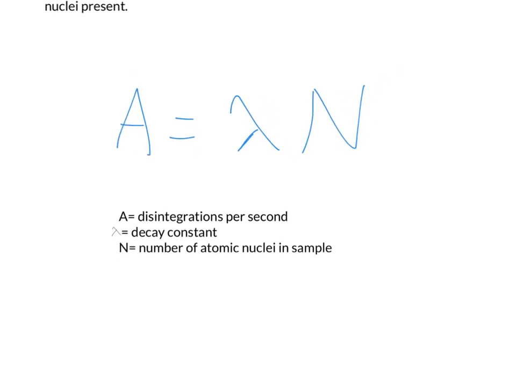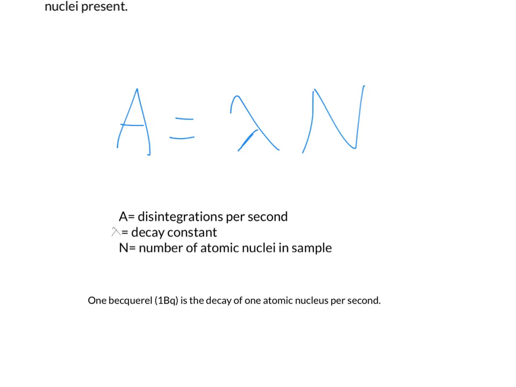So we have it written out here what each of those different things stands for. A is disintegrations per second, lambda is the decay constant, and N is the number of atomic nuclei in the sample. Now lambda is a constant, so it doesn't have a unit. N is just the number of atomic nuclei, which you can count 1, 2, 3, 4. So again, it does not have a unit. But A, our disintegrations per second, we do need to define a unit for.